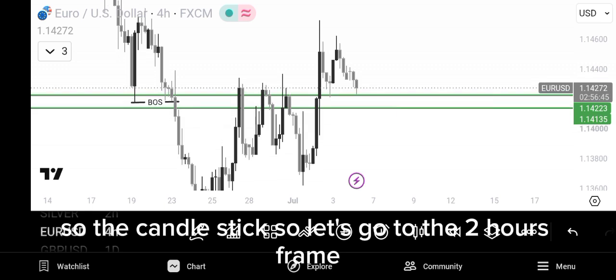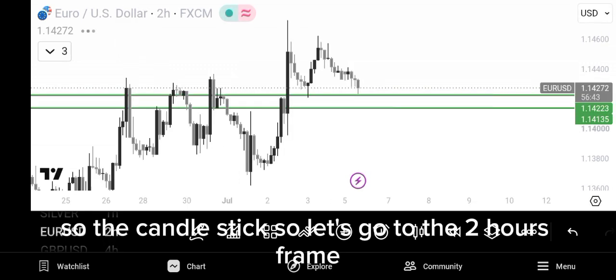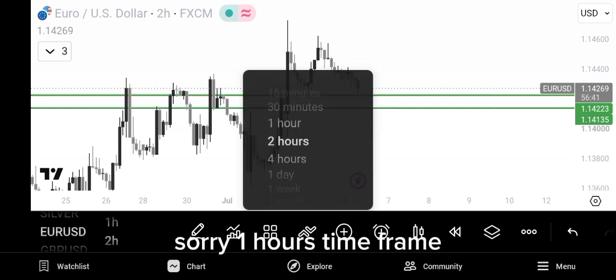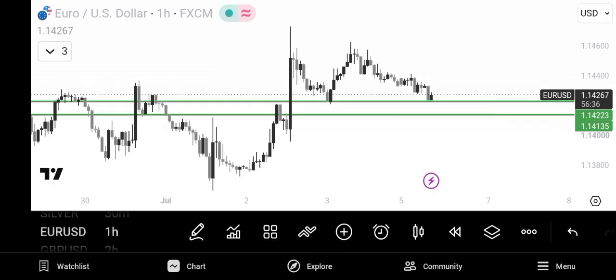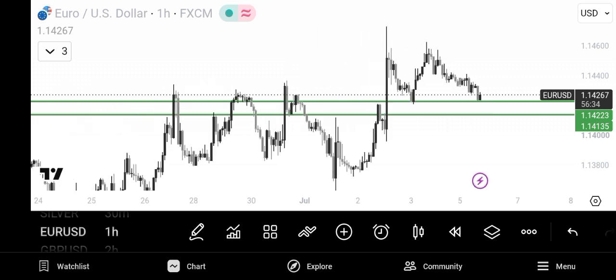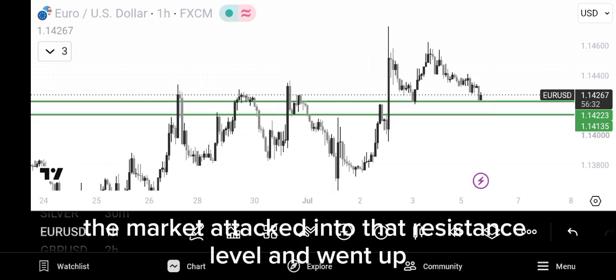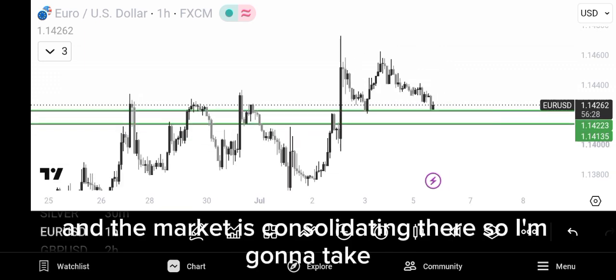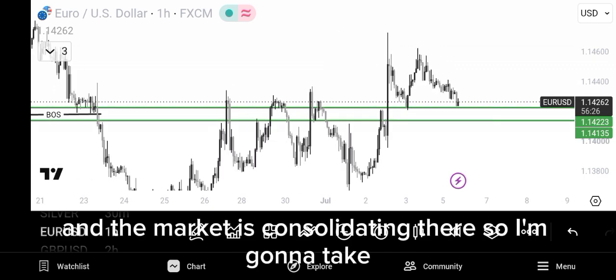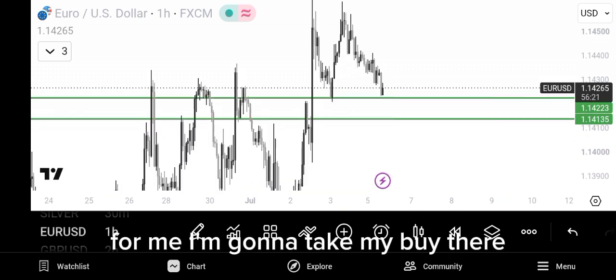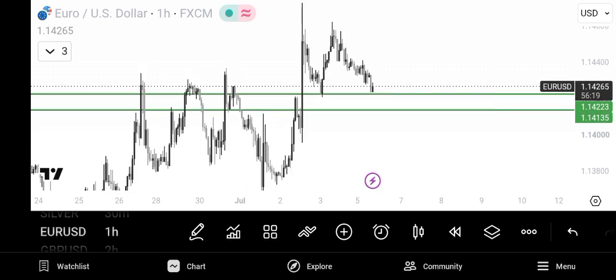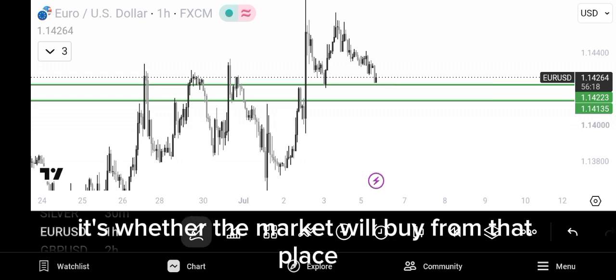So let's go to the 2 hours frame. Sorry, 1 hour time frame. You can see the market had tapped into that resistance level and went up. And the market is consolidating there. So for me, I'm going to take my buy there. It's whether the market will buy from that place.